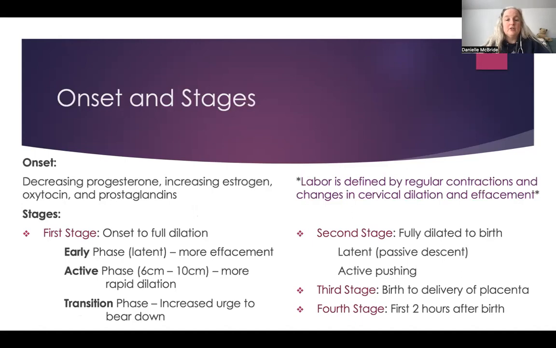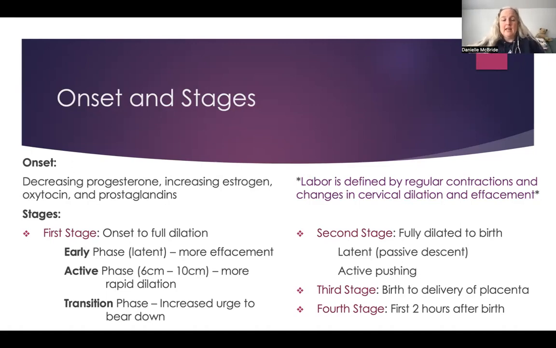So when labor starts, it's because we are getting a shift in hormones. So remember, progesterone is maintaining the pregnancy. And as labor is starting, the progesterone drops way low, estrogen goes up. Mom's body starts releasing oxytocin, which helps the uterus to contract, and it's releasing its own prostaglandins, which is helping soften that cervix. We have different stages for labor.